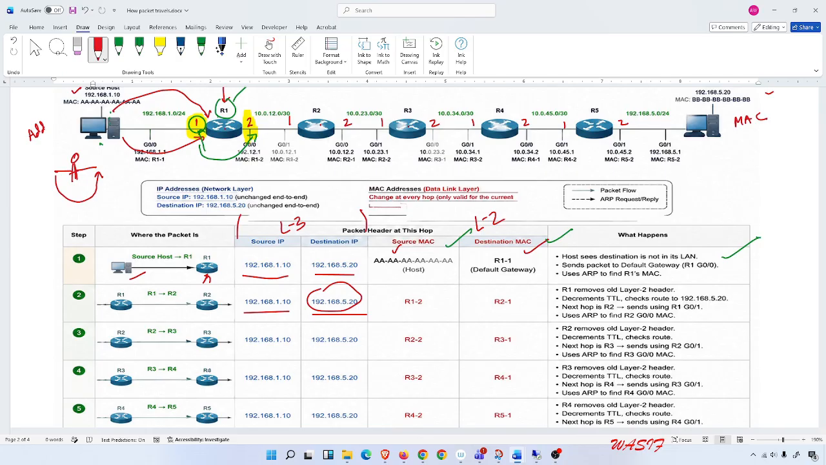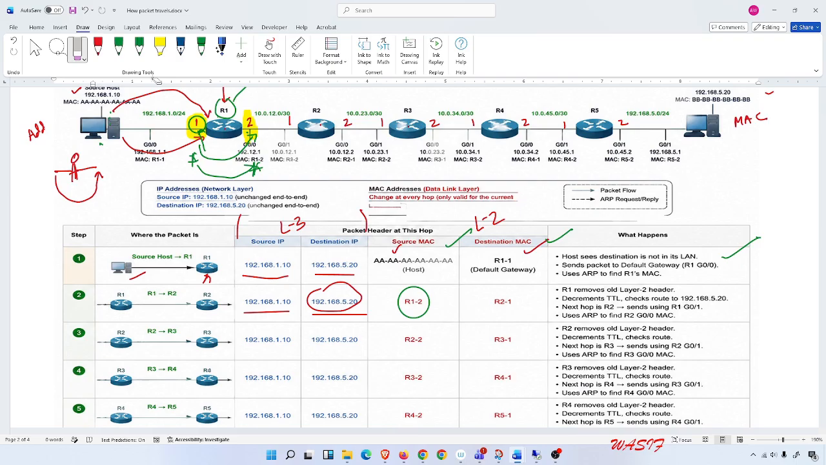Now look at here, the packet was at this point and the packet has been sent to this point. So the source MAC address was R12, so the packet has been sent from here to here. There is no big deal, okay? So this table has not been mentioned here, so don't worry about it.